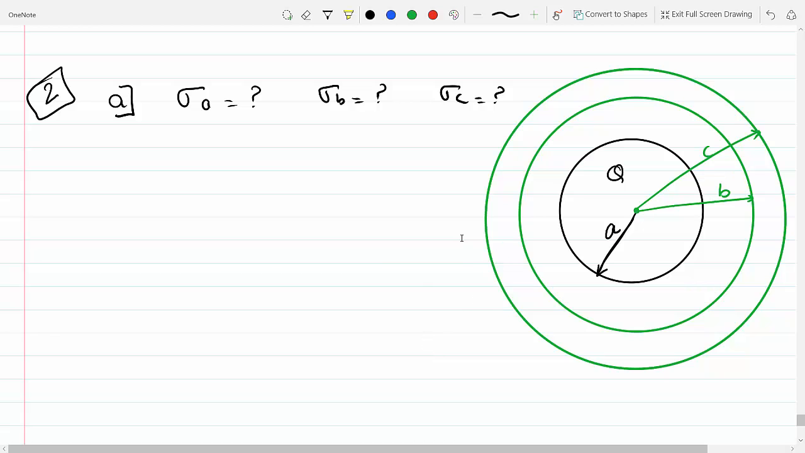Yeah, so the first part is asking for the surface charge density on each one. The one on the inside is solid, and it has Q, and the one on the outside is a shell, and it has no net charge. But they're both metals, so that means they're both conductors.